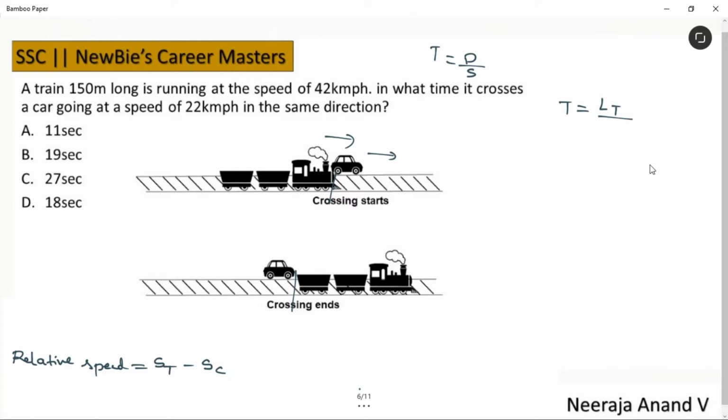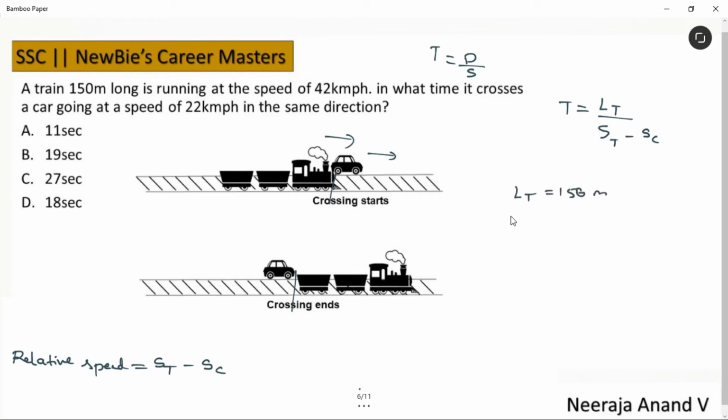Correct? No? Now, in the place of speed, right? Speed of the train minus speed of the car. This formula you can use when the train is crossing a moving object when the length of the object is negligible, like a train crossing a car, a motorbike, a bike, a motorcycle and a running man. Am I clear? Okay. See the options. Options are in seconds. So we need the time in seconds. That means the length should be in meters. We have it, 150 meters.